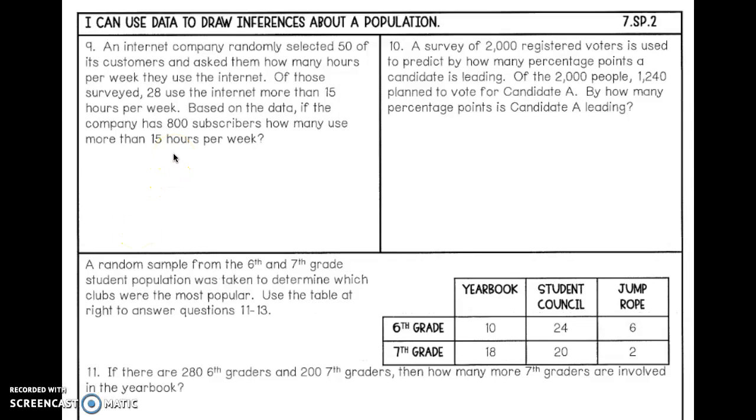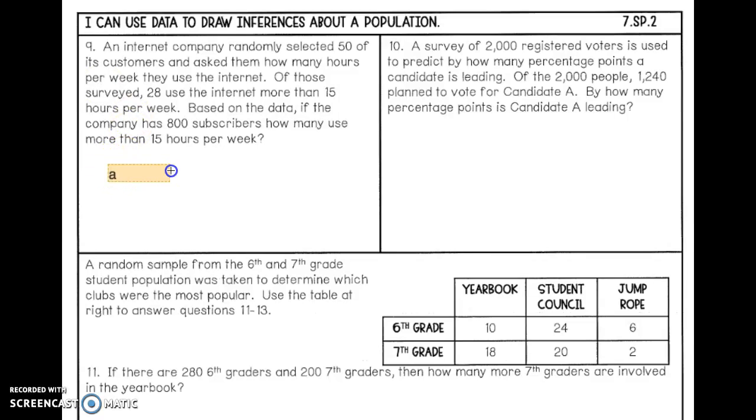Number 9 says an internet company randomly selected 50 of its customers and asked them how many hours per week they use the internet. Of those surveyed, 28 use the internet more than 15 hours per week. Based on the data, if the company has 800 subscribers, how many use more than 15 hours per week?